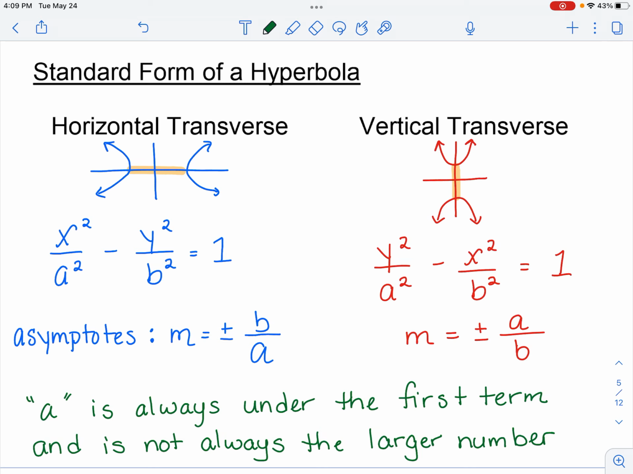Now, what's going to tell us if it's vertical or horizontal? Vertical or horizontal is determined by which letter comes first. X came first, so that's why it's horizontal. And then here, Y is first, which is what makes it vertical. So whatever comes before the subtraction sign, whatever the first term is, that's what determines if it's a horizontal or vertical transverse axis.